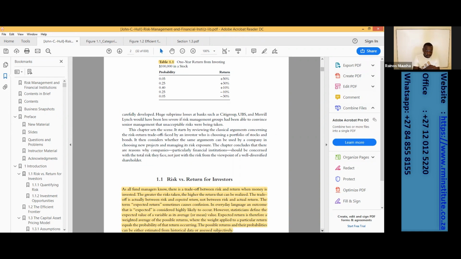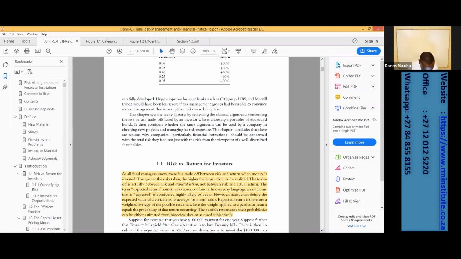Please note that when you look at the relationship between risk and return, the higher the risk, the higher the expected return. When you assume that an investor is a rational investor who is risk averse, it means the higher the risk, the higher the expected return, which means that whenever risk increases, they want to be compensated for that by expecting a higher return as well.